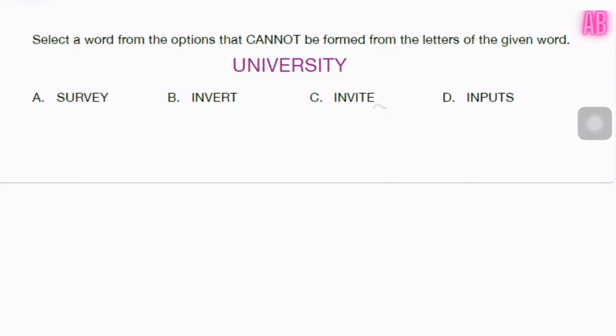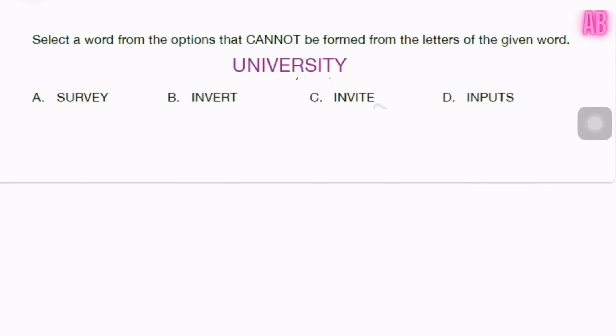Okay, so let's start with B. It has I here, N is also here, V is also here, E is also here, R is also here, and T is also here, which means we can write down the word "university" using the letters from the word university.